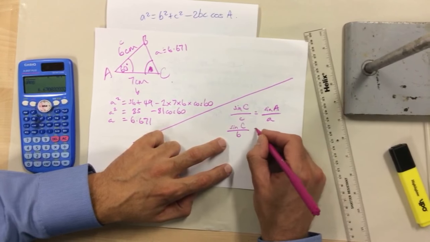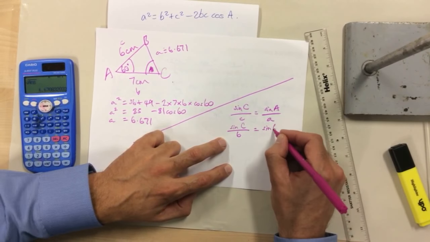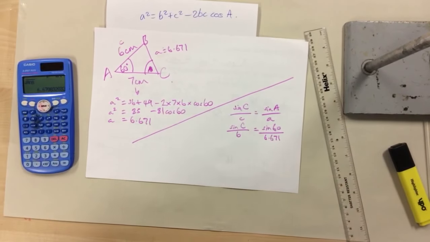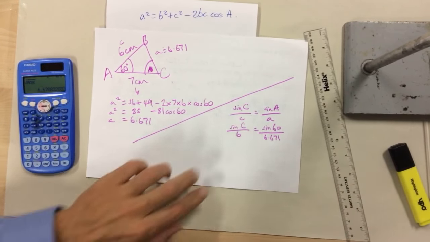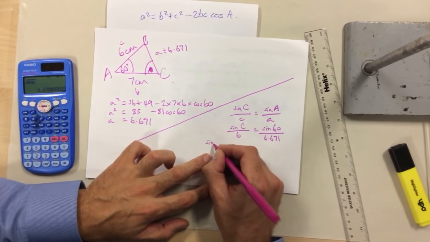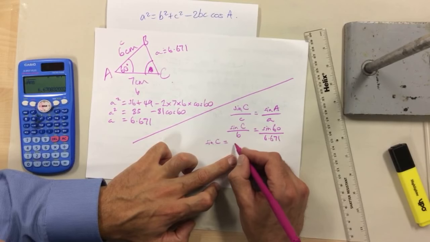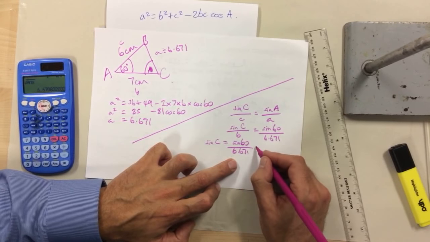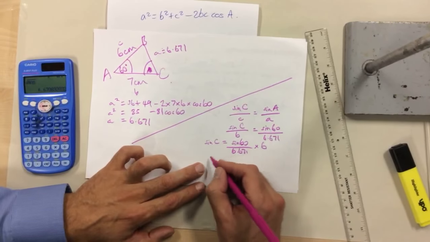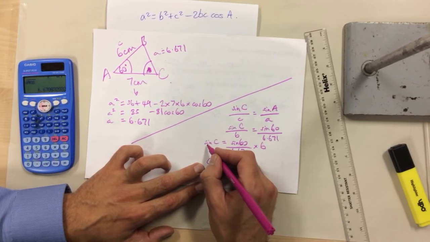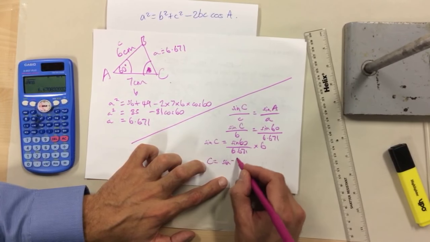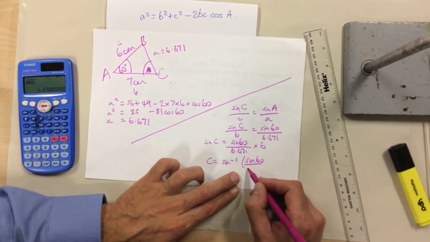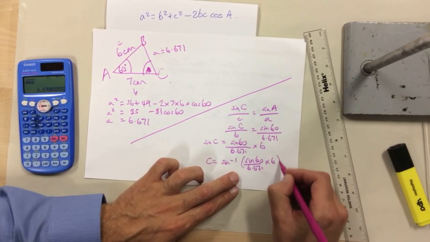Sine C is the one that we don't know. c we know is 6. Sine A is sine 60 over a, which we've just worked out as 6.671. Multiplying both sides by 6 gives me sine C equals sine 60 over 6.671 multiplied by 6. And if we want to work out C, we need to get rid of the sine, so we need to do inverse sine of all that lot.